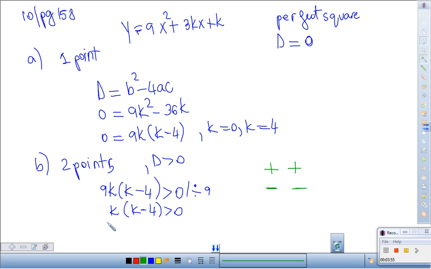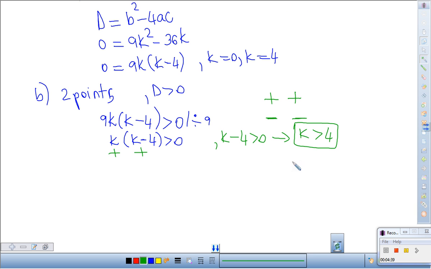Let's look at our expression and see when both terms are positive. So both of them have to be positive. k is a positive number if k is greater than 0. However, let's look at k minus 4 and see when that is positive. It is positive when k is greater than 4. So in order for both terms to be positive and create a positive product, one of the conditions is for k to be greater than 4.